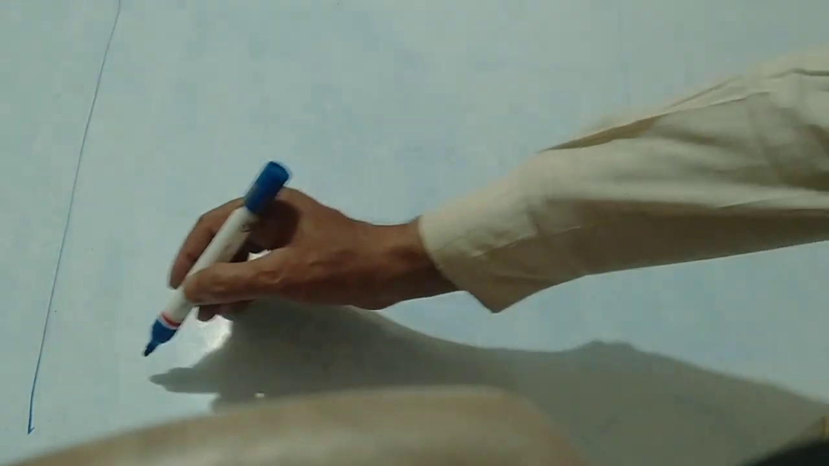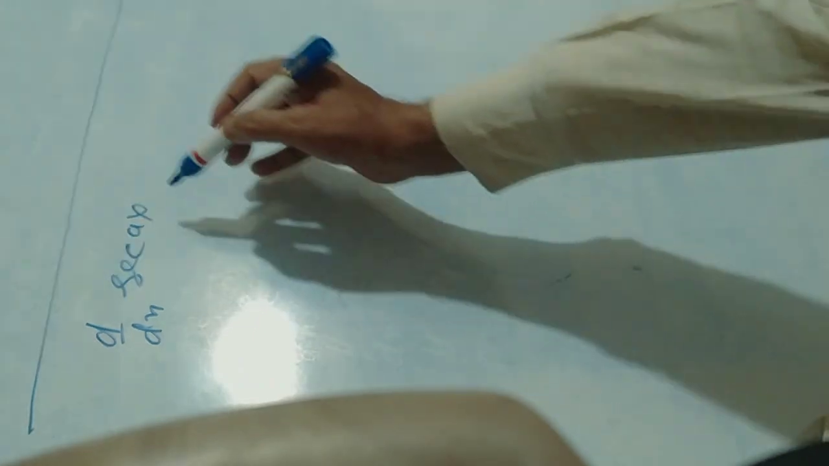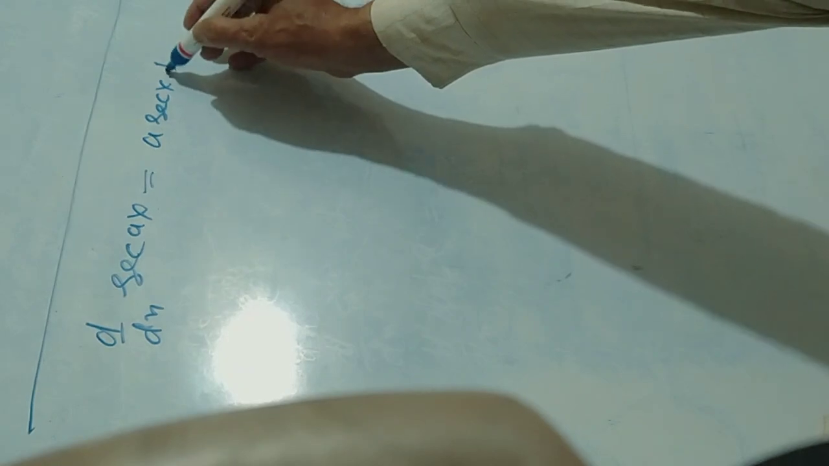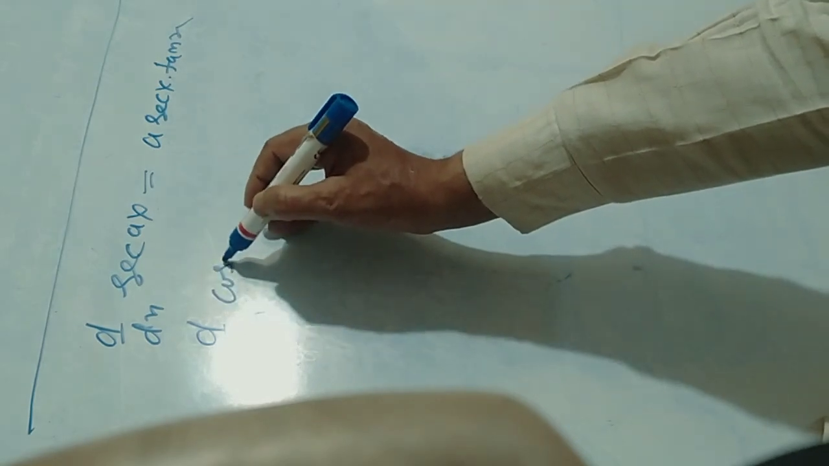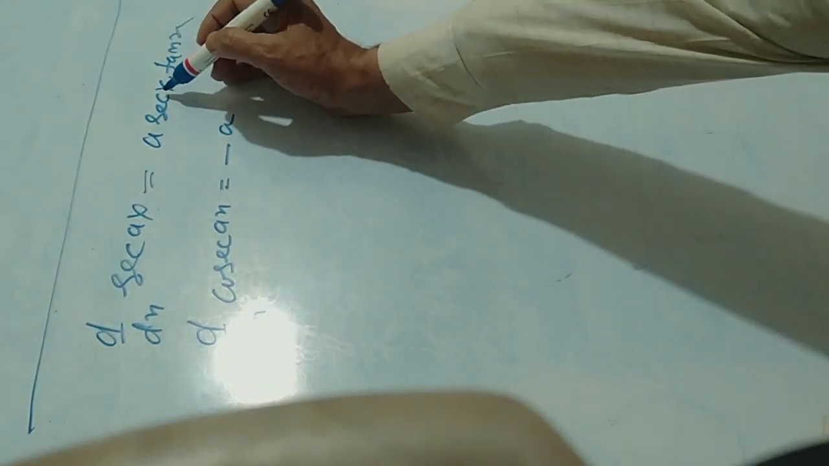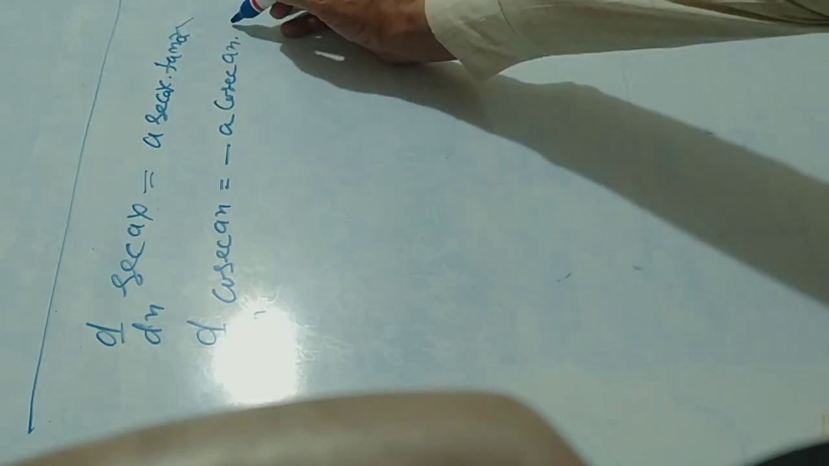d/dx of sec ax is equal to a sec ax tan ax. d/dx of cosec ax is equal to minus a cosec ax cot ax, right?